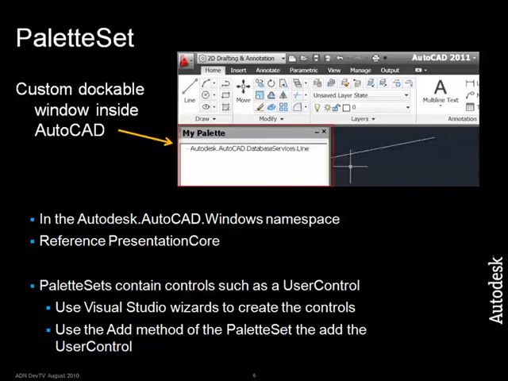When you create a .NET application, you may want to have a user interface for that application that looks like it is built right into AutoCAD. A palette set will allow you to do this. You can create a window that you can dock in the AutoCAD editor. Sometimes these are referred to as Enhanced Secondary Windows, or ESW. The PaletteSet class, which allows you to create this user interface, is in the Autodesk.AutoCAD.Windows namespace. You also need to add a reference to PresentationCore.dll.